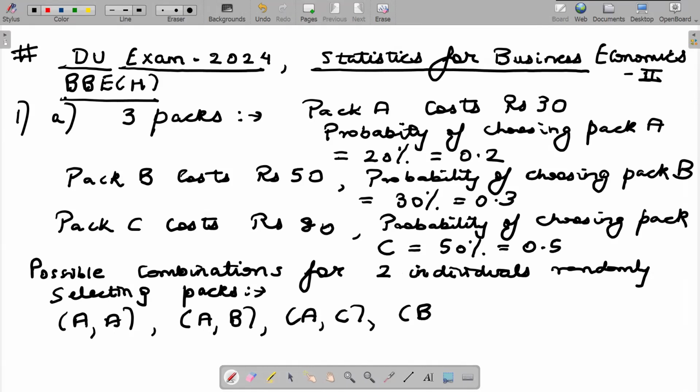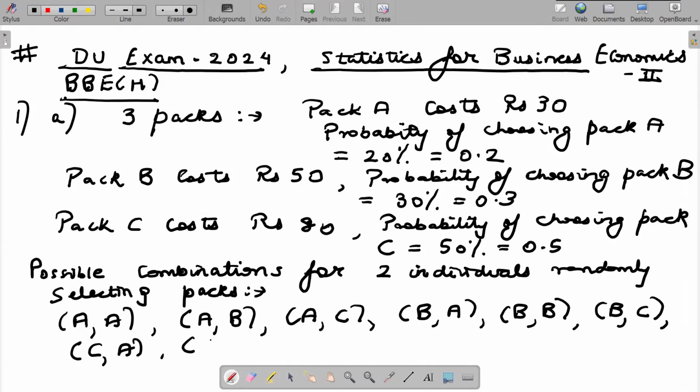One can purchase B, another can purchase A. Both can purchase B. Then one can purchase B, another can purchase pack C. Then the first one can purchase pack C, second one pack A. First one can purchase pack C, second one can purchase pack B. Both can purchase pack C. These are all possible combinations.